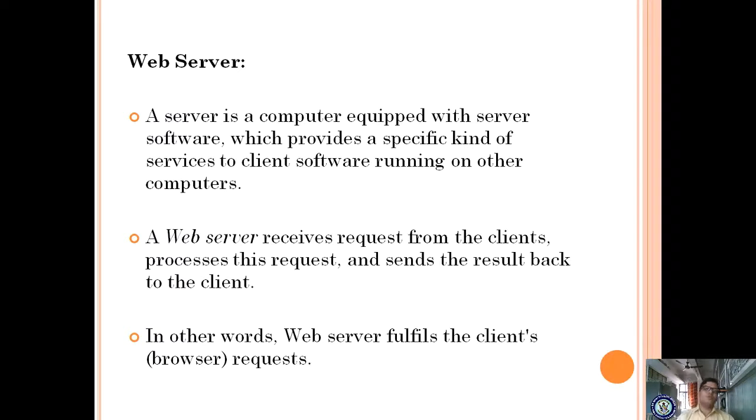Now we are moving to web servers. Let us see what a web server is. A server is a computer equipped with server software which provides a specific kind of service to client software running on the computers. For example, nowadays we are using YouTube, right? YouTube is a server. We upload our videos on YouTube and you access them from YouTube. Got it? I'm saying YouTube is one such software, treated as server software. That server software provides a specific kind of service to the client. Who is the client? One who uses it.